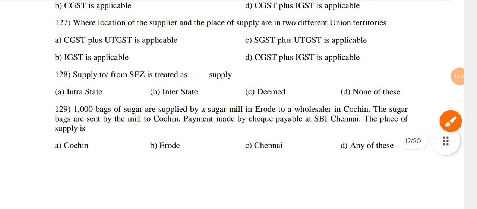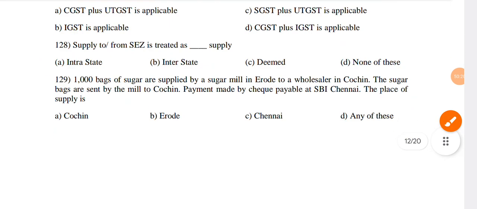Next question, where location of the supplier and the place of the supply are in two different union territories. Option A, CGST plus UTGST is applicable. B, IGST is applicable. C, SGST plus UTGST is applicable. And D, CGST plus IGST is applicable. The correct option is B.